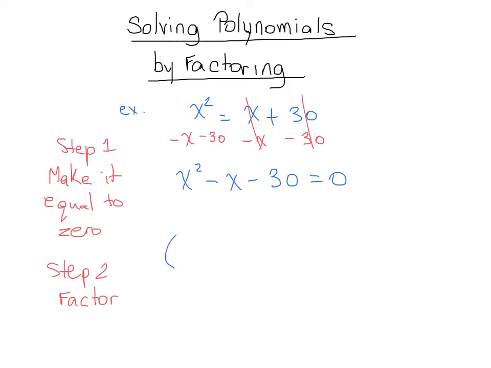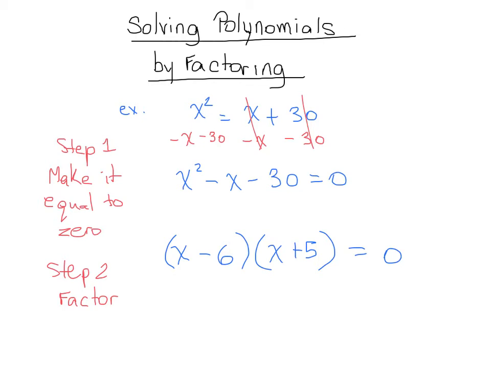So we're going to look for two numbers that multiply to get negative 30 and add to get negative 1. So two numbers that multiply to get negative 30 and add to get negative 1. And my numbers are negative 6 and 5. Negative 6 and positive 5. All right, and of course we separate our x squared and we get x and x. Okay, so now our final step is to solve each part of our equation.